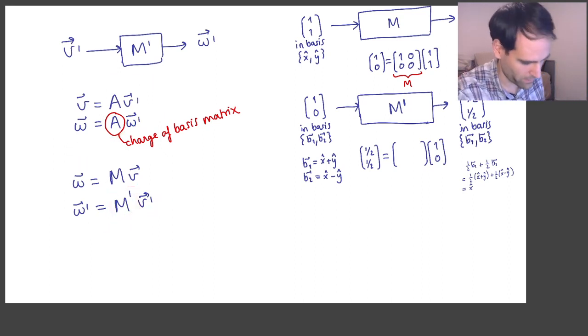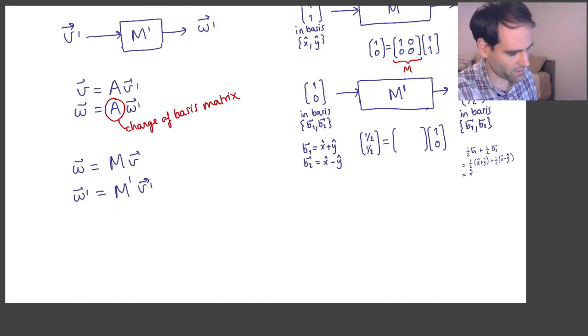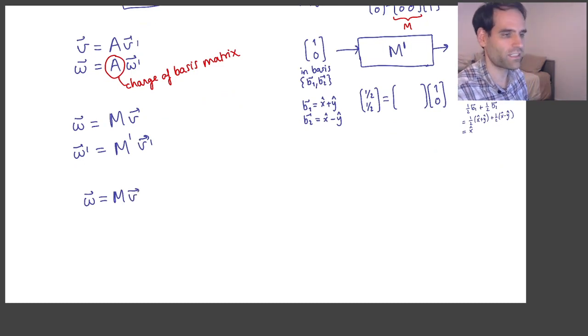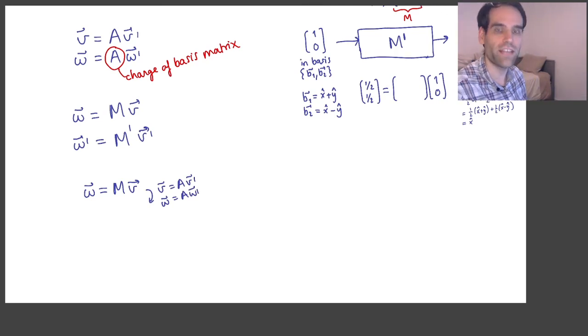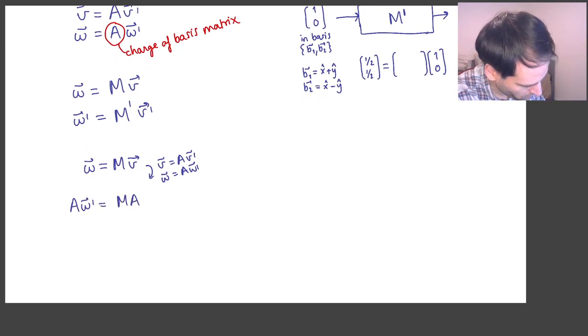So this is how we do it. Our starting point is that W equals M times V. That's our starting point. Now we substitute the fact that V is equal to A times V prime and W is equal to A times W prime. So we substitute that, and what we get is that A times W prime is equal to M times A times V prime.